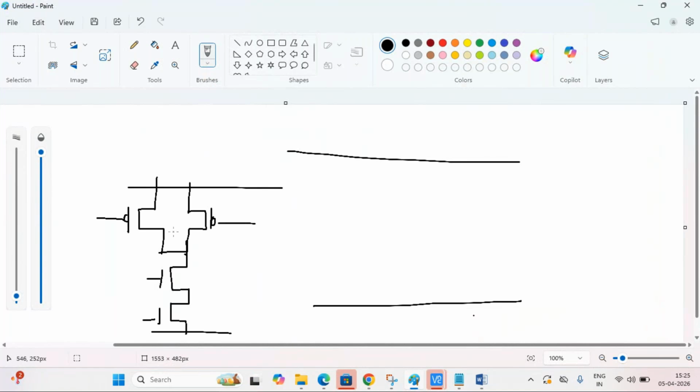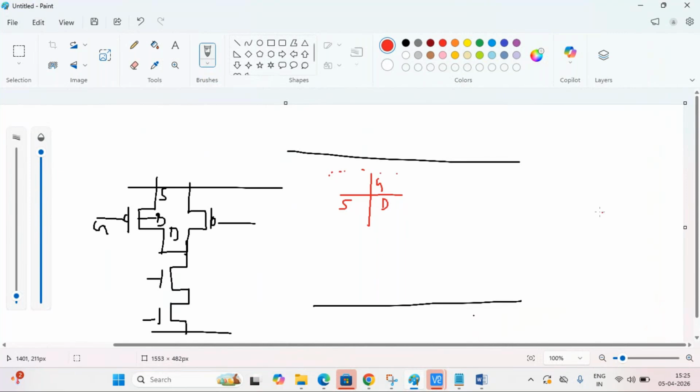So PMOS means we have three terminals: source, drain, and gate. Another is bulk, the body, so in total four terminals. In the layout, you will also see the gate, source, and drain terminals. The bulk will be surrounded.